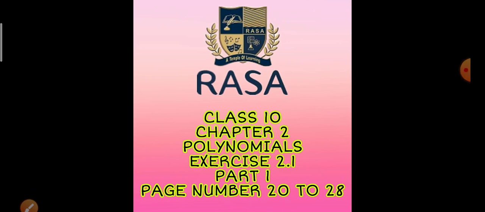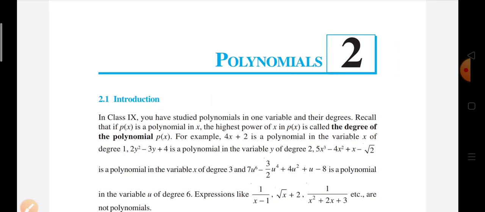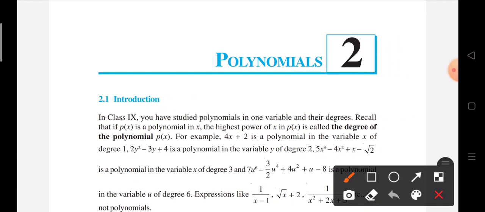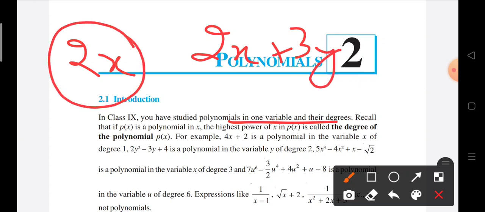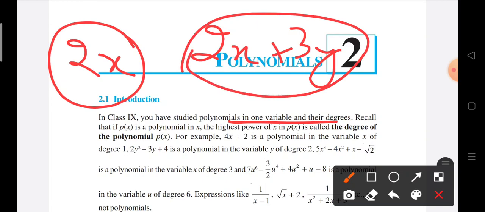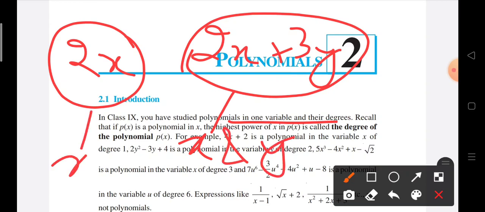Today we will study Maths, Class 10th, Chapter number 2, Polynomials. In this, we will discuss polynomials. What are polynomials? Polynomials are either of one variable, two variables, or three variables. Suppose I write 2x, or I write 2x plus 3y. Then this is a polynomial of one variable and this is a polynomial of two variables. Why two variables? Here we have the variables x and y, and here we have only the variable x.